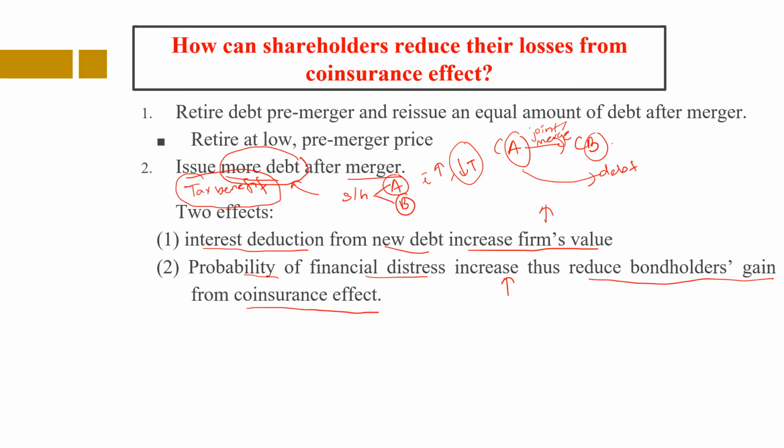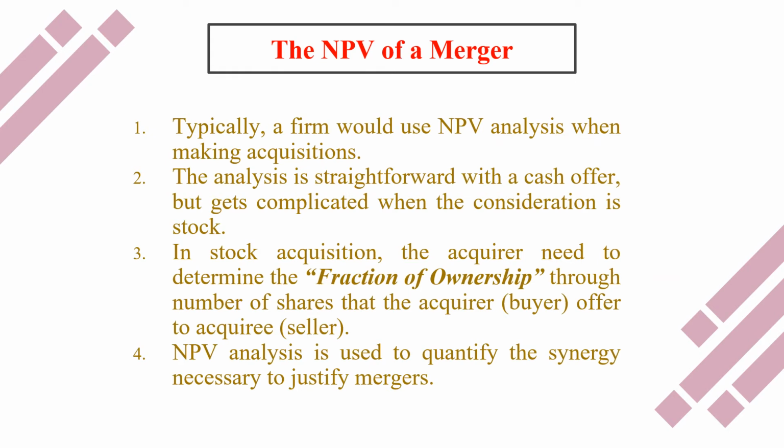So this is the effect daripada shareholders. How can shareholders reduce their losses? Okay, next is the NPV of the merger. Typically, a firm will use NPV analysis when making acquisitions. So analysis is more easier or straightforward with cash offer, but gets complicated when the consideration is in stock.